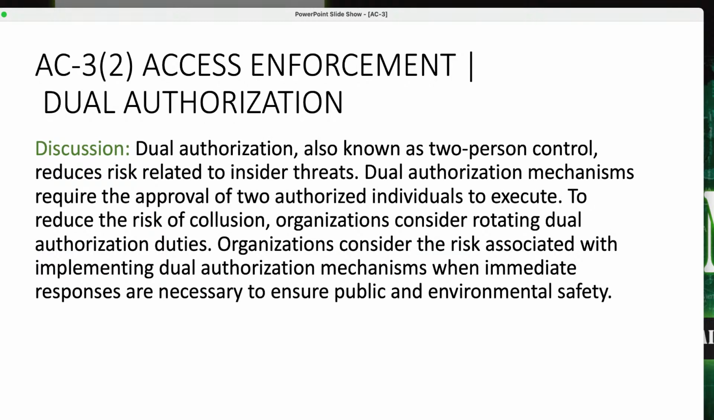So we move on to enhancement 2, AC-3(2), and this is dual authorization. Dual authorization, also known as two-person control, reduces risk related to insider threat. Dual authorization mechanisms require the approval of two authorized individuals to execute. To reduce the risk of collusion, organizations consider rotating dual authorization duties. Organizations consider risks associated with implementing dual authorization mechanisms when immediate response is necessary to ensure public and environmental safety.